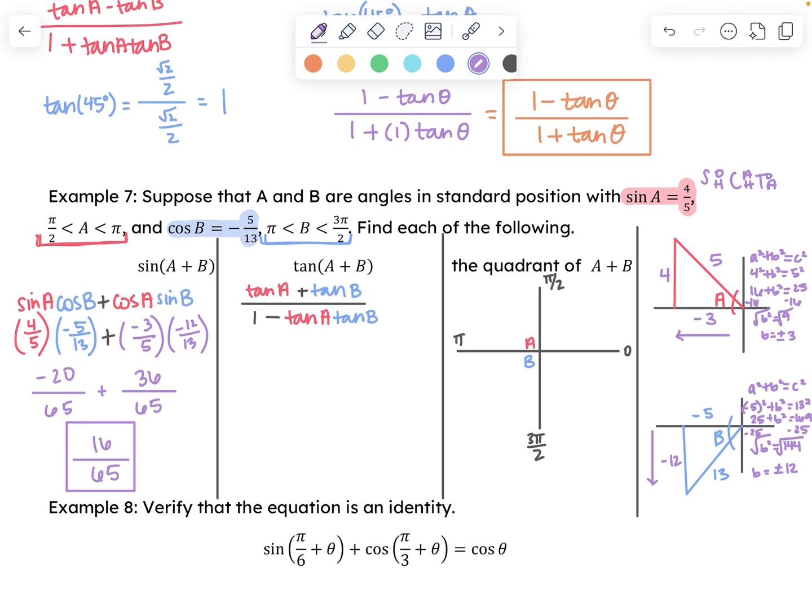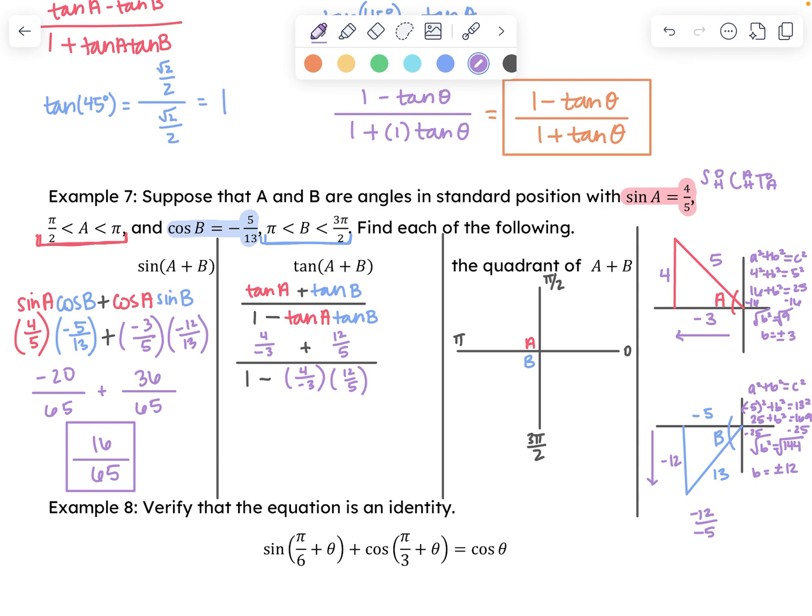Now I need to figure out my tangents and plug all of that into my tangent equation over here. So I'm going to go ahead and put in the basics of it. And tangent is going to use my TOA, so opposite over adjacent. So for A, tangent of A, opposite over adjacent, would be the 4 over the negative 3. For B, my TOA, opposite over adjacent, would be negative 12 over negative 5. The negatives are going to cancel though, so I'm just going to do 12/5.